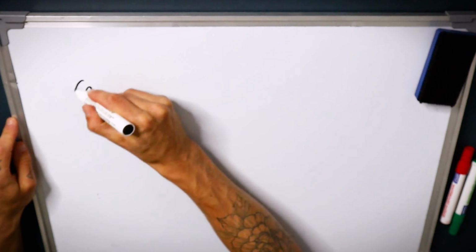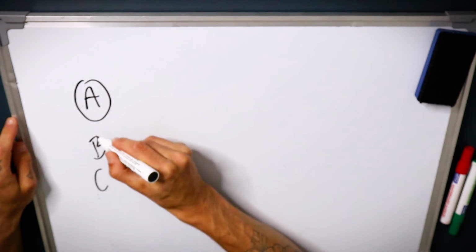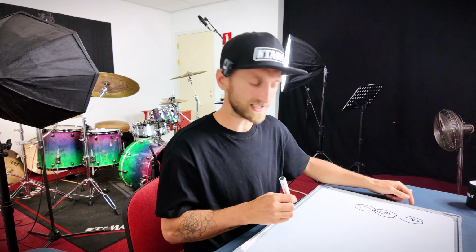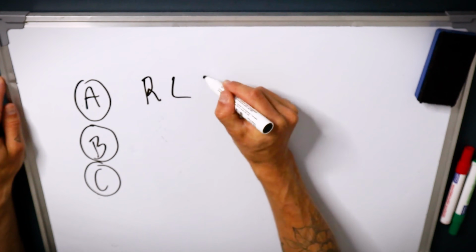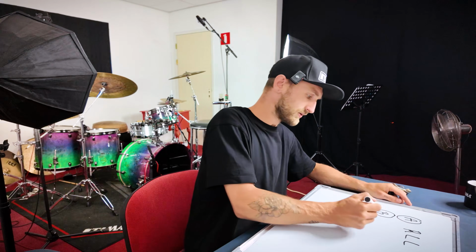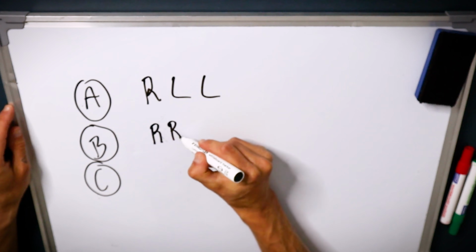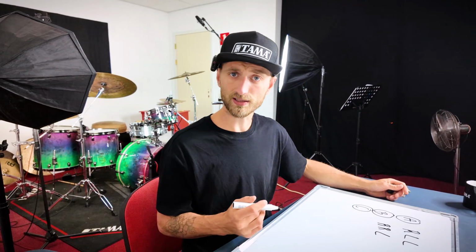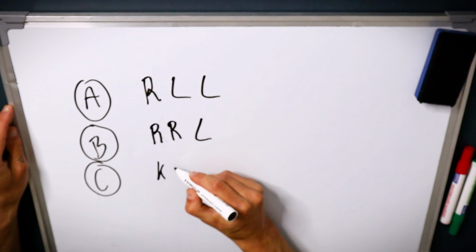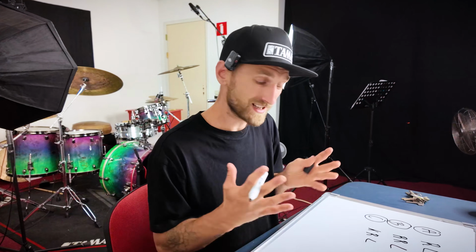All right, so the basic building blocks of today are, and I'm going to name them A, B, and C for a reason that you'll find out later. Block A is right, left, left. Probably a block that you already know. Block B is right, right, left. Maybe a block that you also already know. And the last block is kick, right, left. If you don't know any of these blocks, amazing. If you know all these blocks already, amazing, because you're going to learn a system that shows you how to create endless fill ideas with this that you can come up with on the fly.